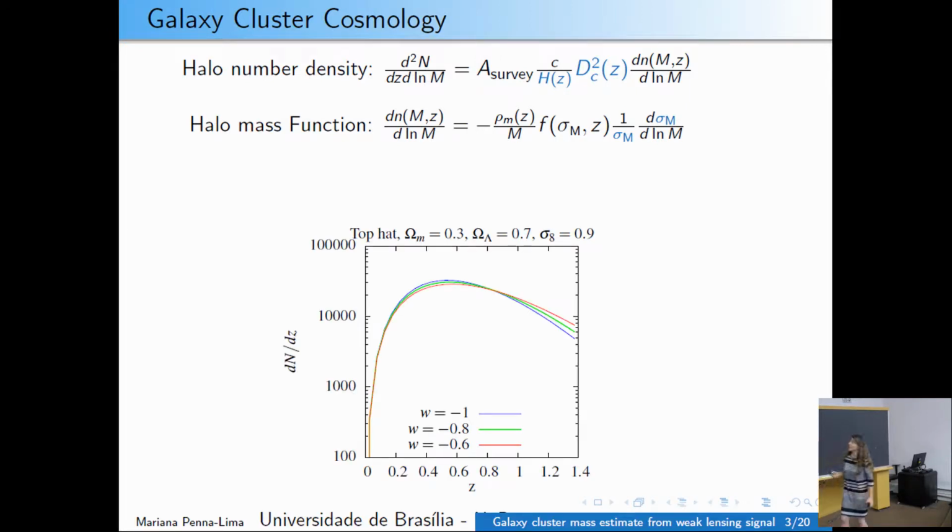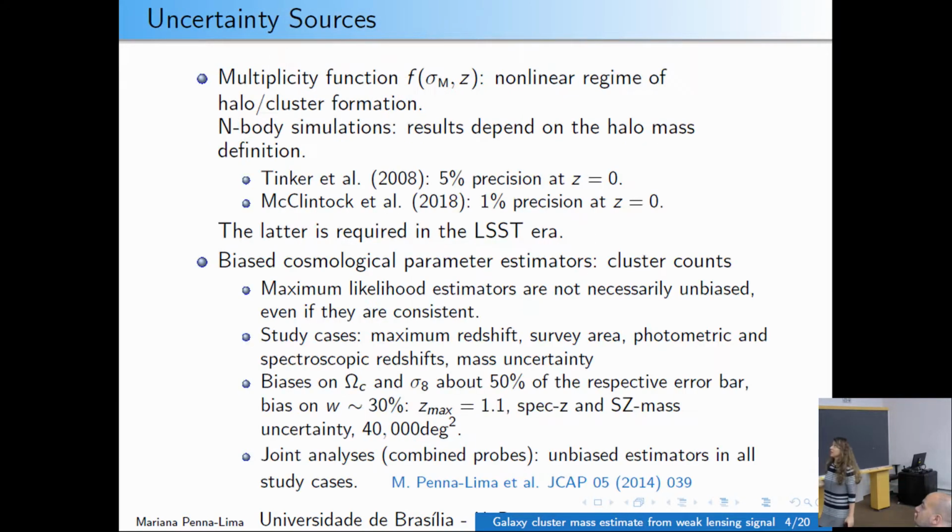So just to illustrate, this is the number of galaxy clusters as a function of redshift, okay? And here we have this function for 3 different values of the dark energy equation of state, okay? So galaxy clusters are a highly sensitive probe to cosmological parameters, including dark energy. But as we see, we have to deal with some uncertainties to compute this quantity.